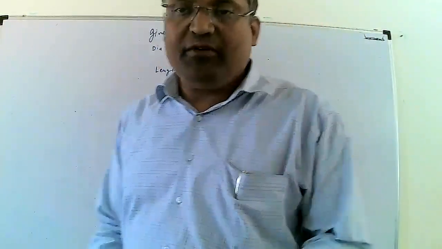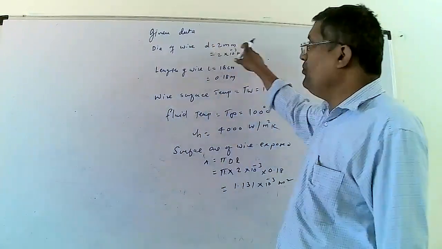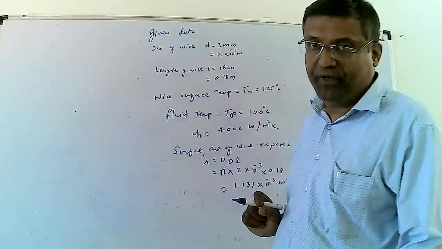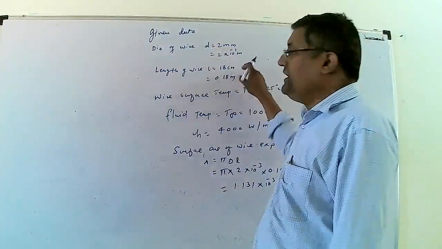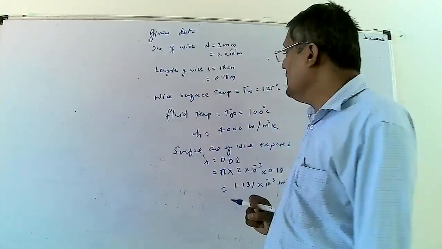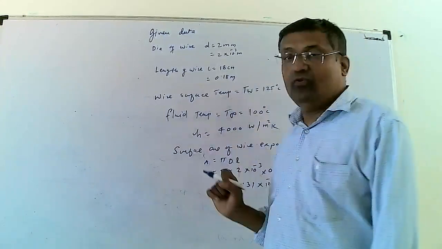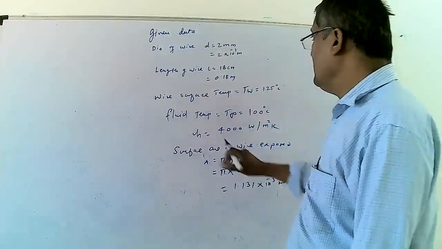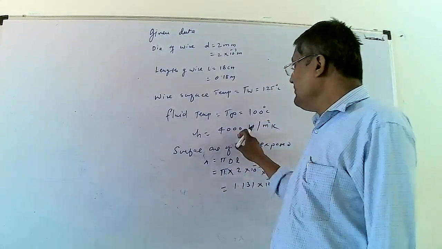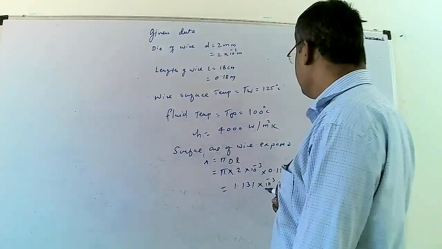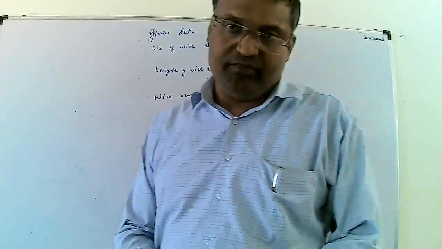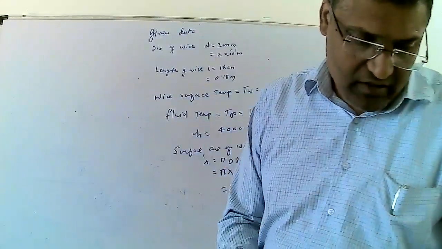In this problem, the diameter of wire is given 2 mm, that is 2 into 10 raised to minus 3 meter. Length of the wire 18 centimeter, then convert to 0.18 meter. Wire surface temperature TW 125 degrees Celsius. Fluid temperature T infinity 100 degrees Celsius. h is given 4000 W per meter square Kelvin. Surface area of wire exposed A is equal to pi d L. Then you will get surface area.